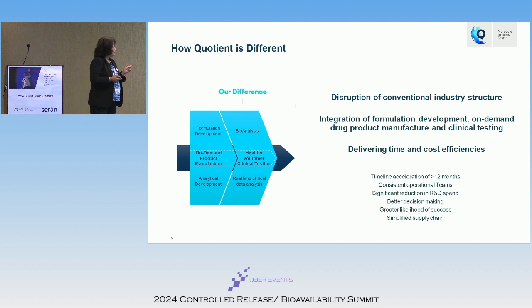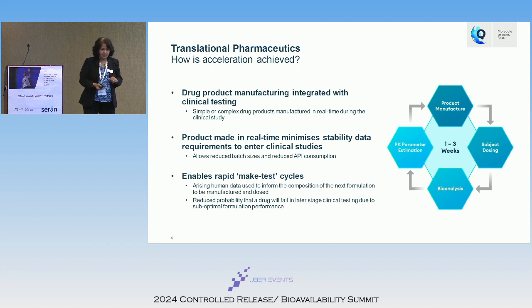Then we have significant reduction in R&D spending because we make very small batches and we generate very small fit-for-purpose stability data. So that saves API and therefore the cost of the API. It is better decision making because we are using human data to generate the PK profiles, and that actually helps in using human as a model for the product that we are developing. And so there is greater likelihood of success. So with that, I just wanted to explain how this acceleration is actually achieved.